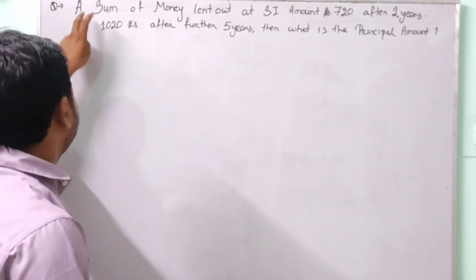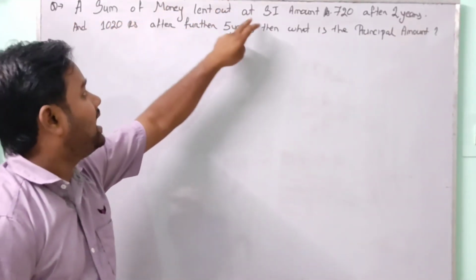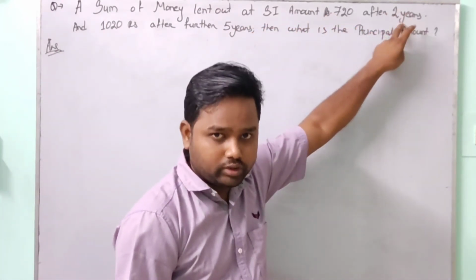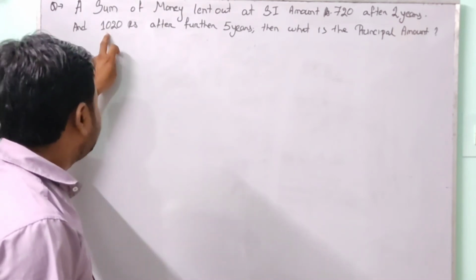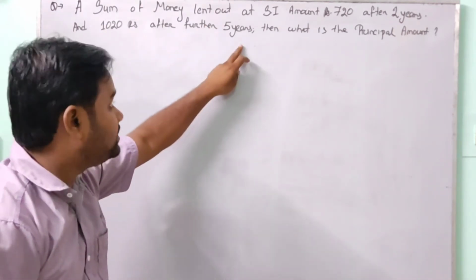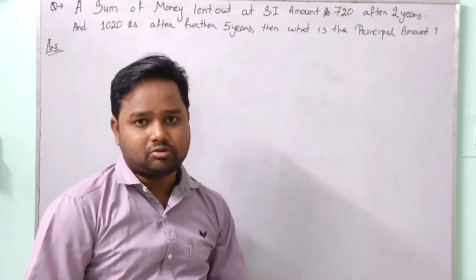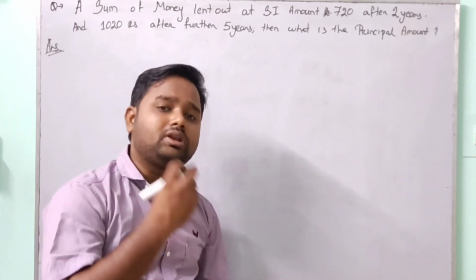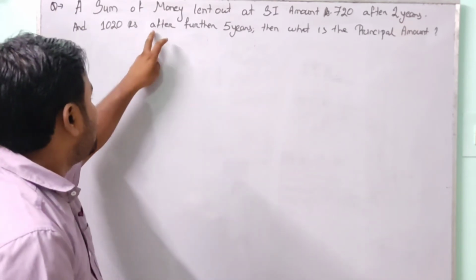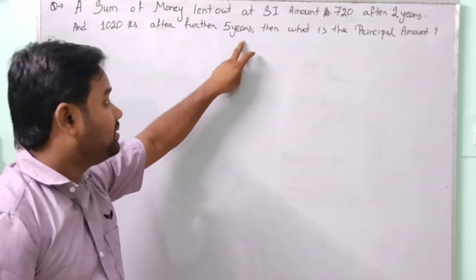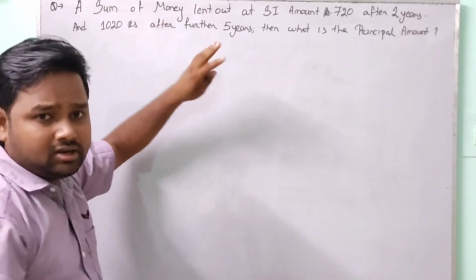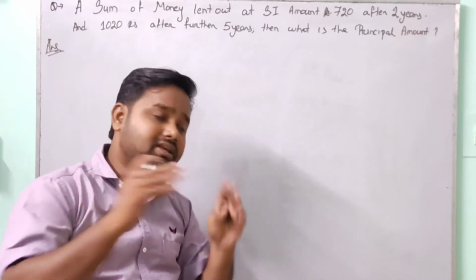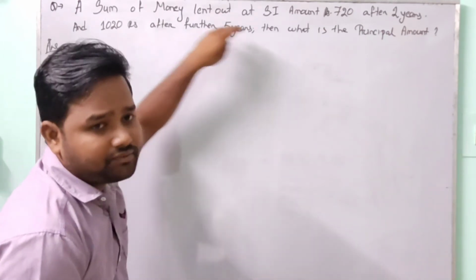The next question is: a sum of money lent out at simple interest amounts to 720 rupees in 2 years and 1020 rupees after a further 5 years. Then what is the principal amount? Here it is the same type of question as before, but with one difference. In the previous question it was given after 2 years and then after 3 years. But here the question is given after a further 5 years.